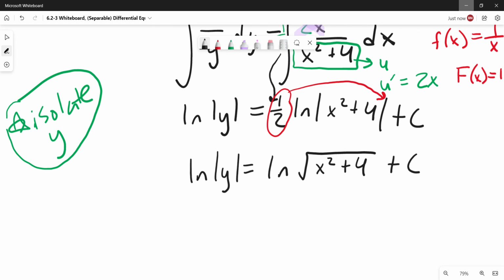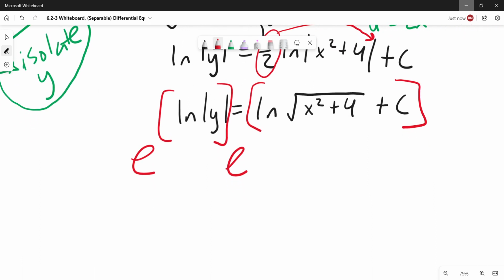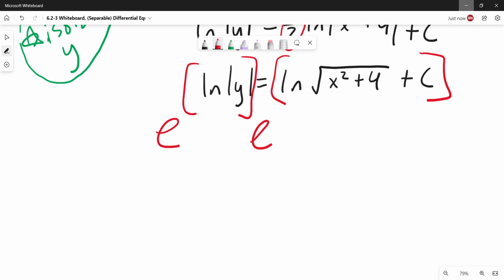Yeah. So now we're going to do e to the whole side of that. E to the whole side. Again, the whole side. Please include the plus c in that. If you do these without including the plus c, you're going to be wrong every time. You can't take e to the power of only part of one side. You've got to do it to the entire side.